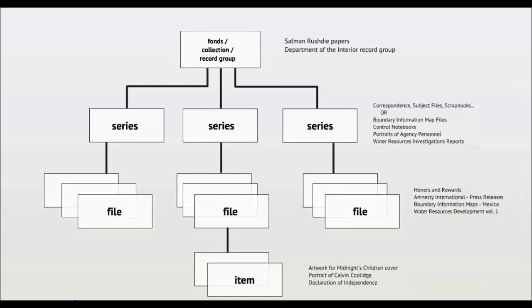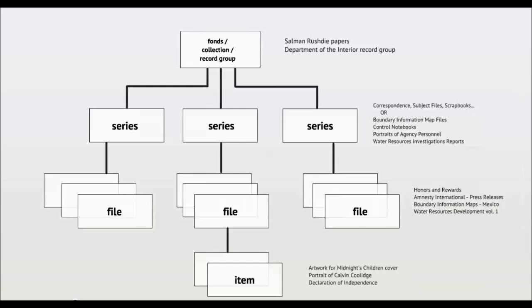So each top or sub-top level breaks down next into series. Series are meant to represent activities. These might be as broad as correspondence, or subject files, or scrapbooks. They might be more specific, depending on the volume of papers you have. So, for another example, the U.S. Geological Survey record group breaks down into over 600 series. They're quite big and they've been around for a while. So these include things like the boundary information map files, control notebooks, portraits of agency personnel, and water resources investigations reports. If necessary, your series can then break down into subseries.